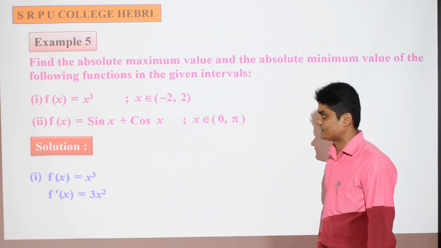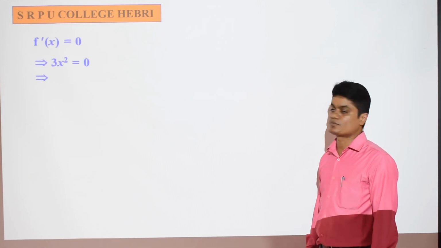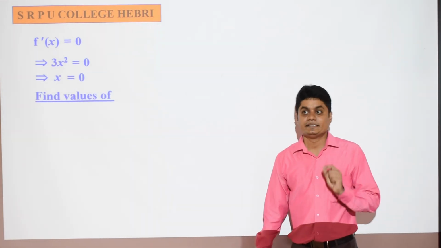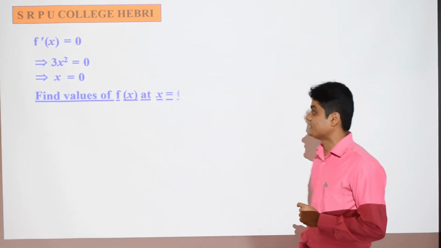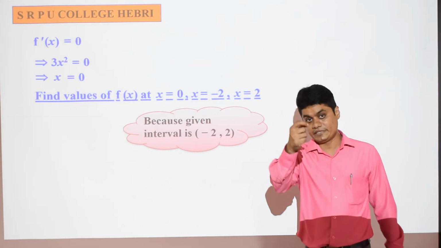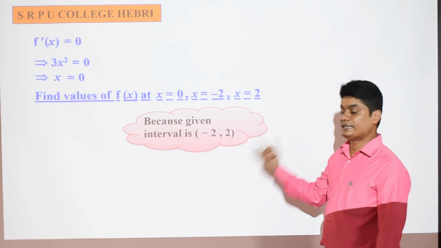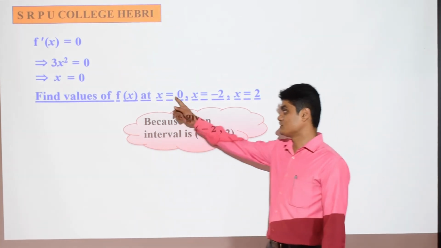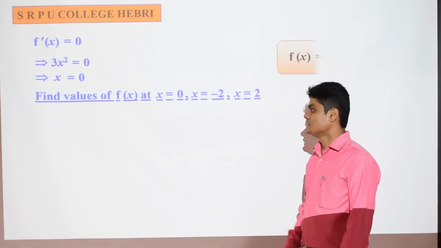Then find out the critical point. For the critical point, f dash of x is equal to 0, that is 3x square is equal to 0, that is x is equal to 0. This will be the critical point. Then you have to consider the end points of the interval, which are -2 and +2. As I told you, you have to list out all the values of f of x, first at the critical point, then at the end points of the interval. So the critical point is x equal to 0, and the end points are -2 and 2. So list out all the values now.